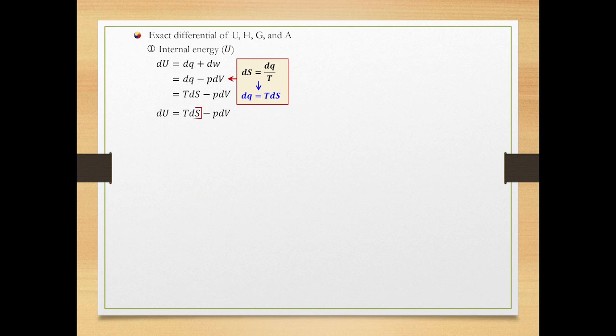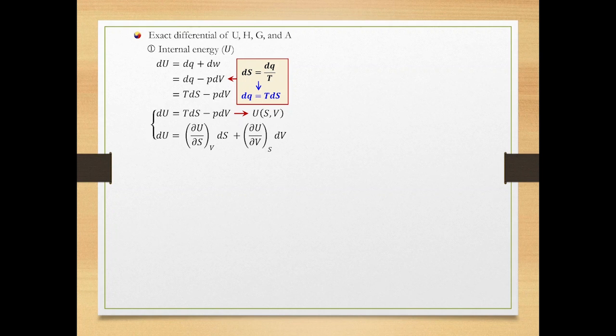Take note of dS and dV in the equation. This implies that internal energy U can also be a function of entropy and volume. Now pause the video and write the total differential of the internal energy that has variables of entropy and volume. It should be this one.